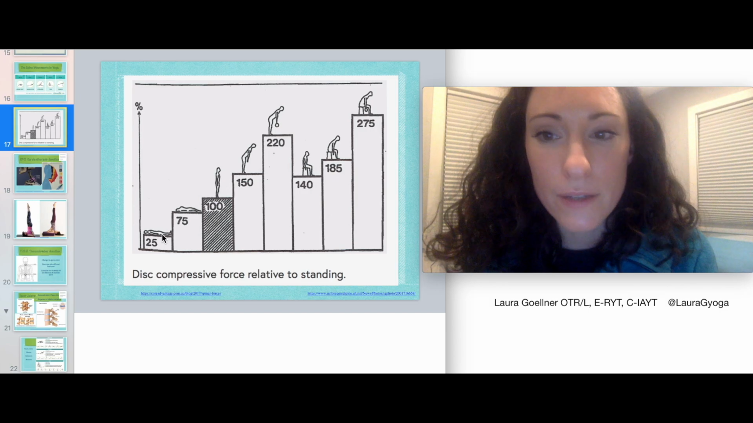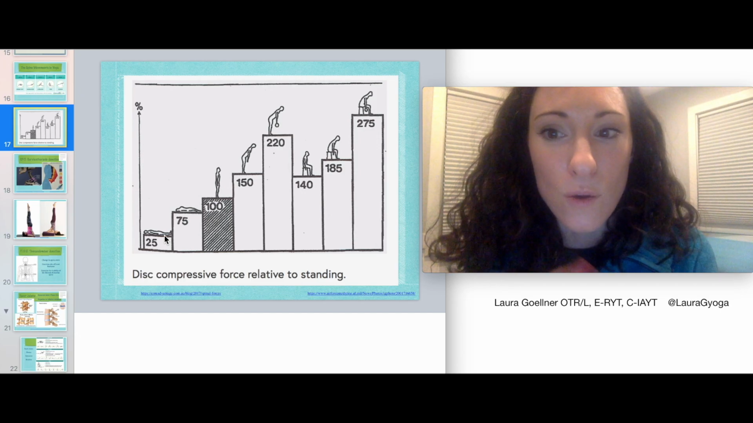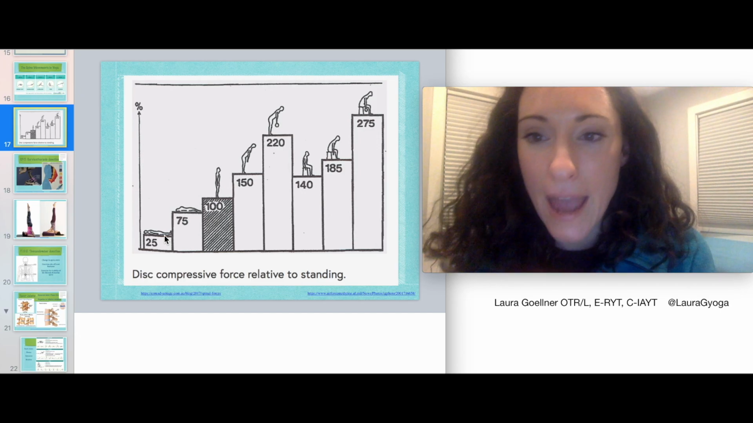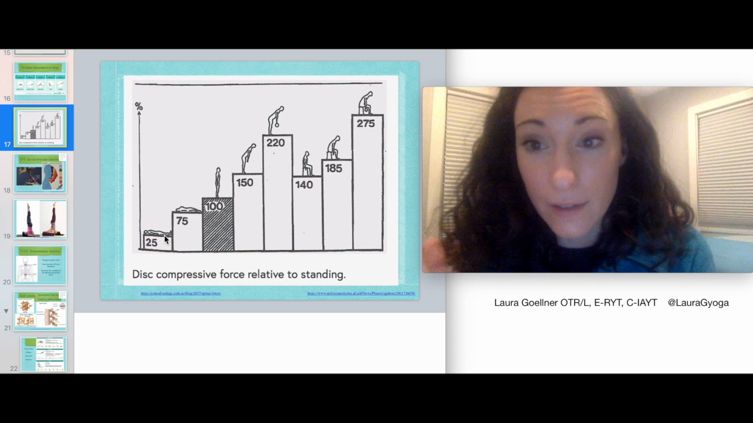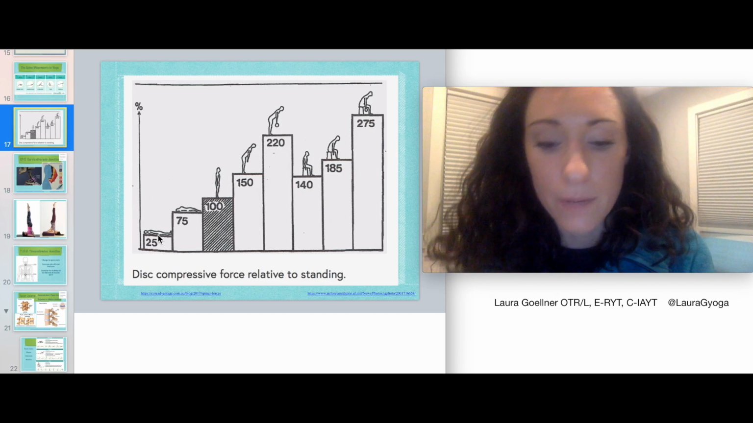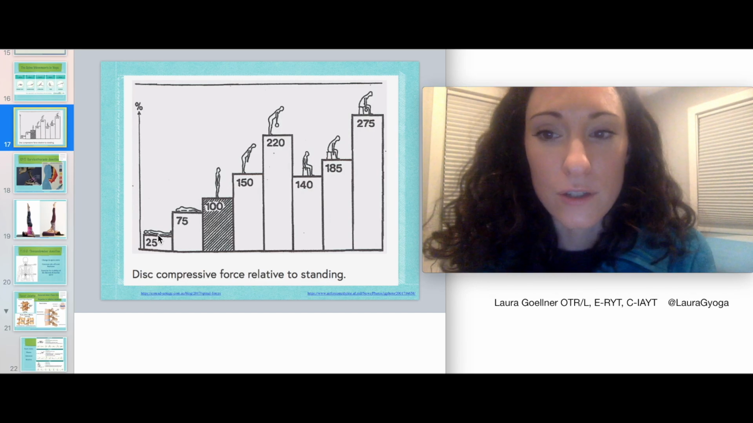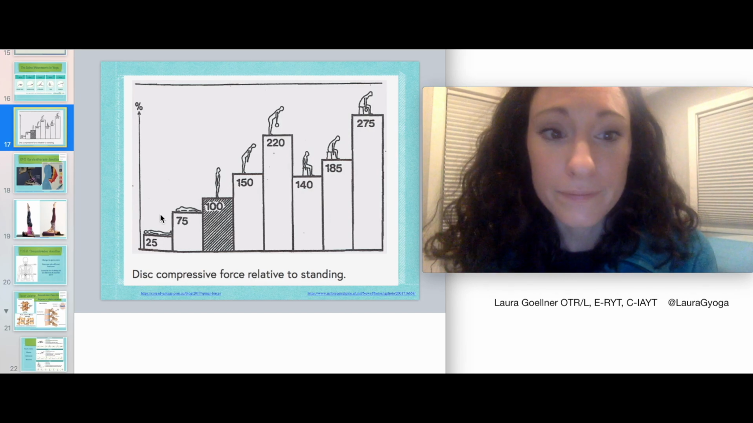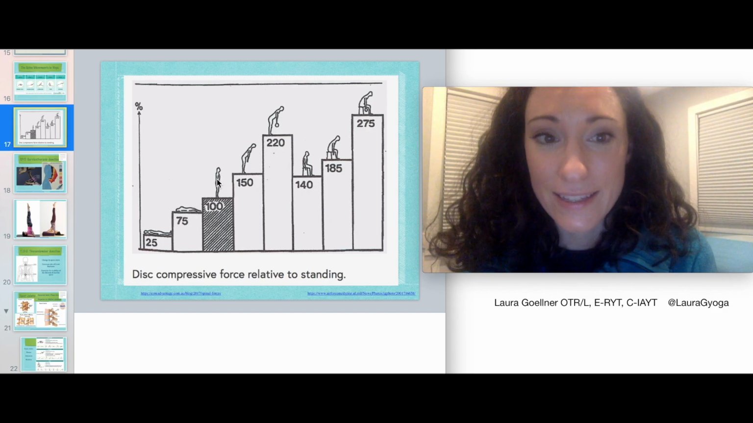So the lowest pressure in the disc is when we're flat on our back, completely supine. That's almost always where I start anybody who has a back problem, unless they have increased pain in supine, then I don't do that. But that's usually the first thing I go to in my head if somebody comes in with back pain, usually start the sequence in supine. Next is side lying, and then the next is in standing.